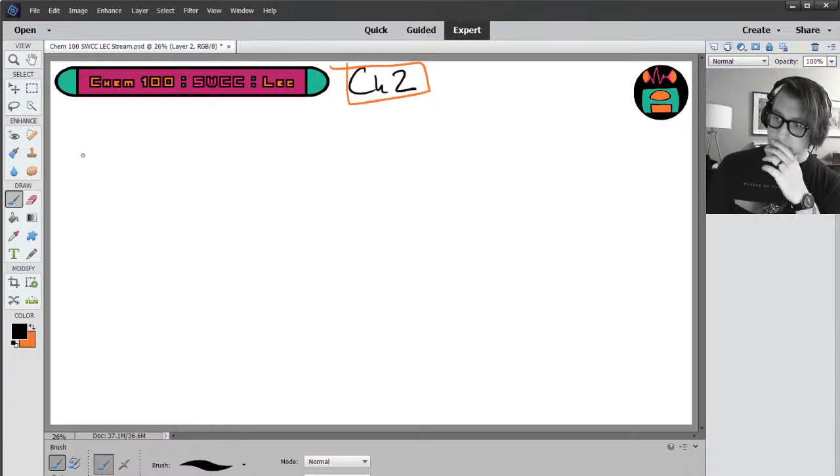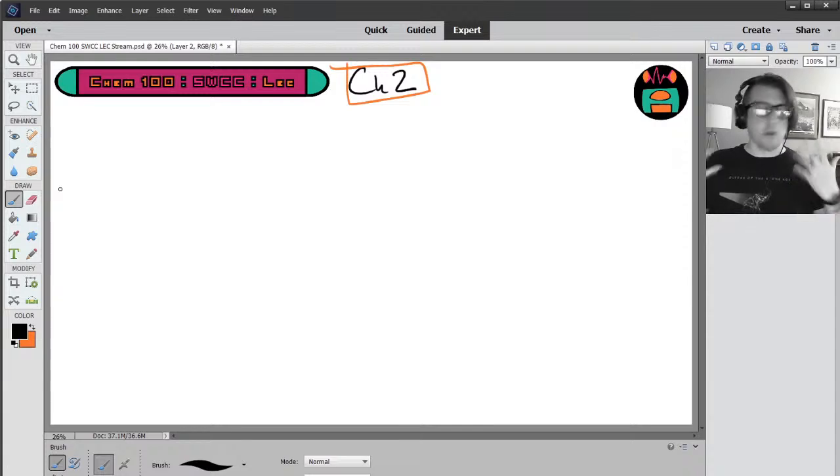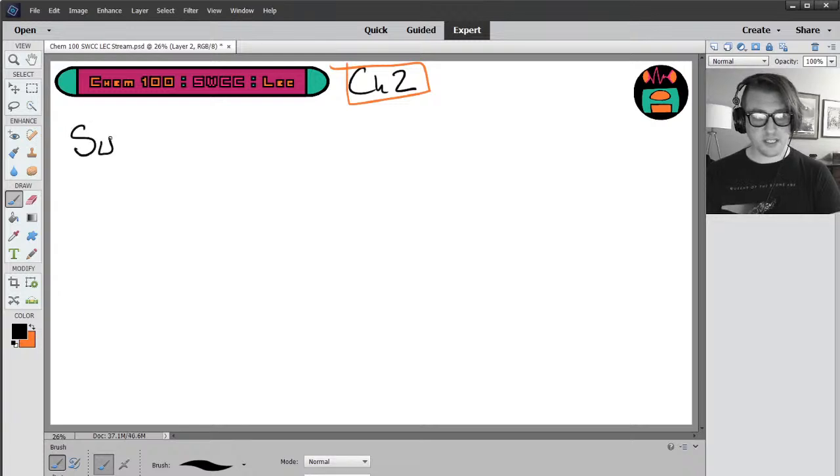Now, this is probably going to be some sort of review, but we just have to go through it to be thorough, and we're going to build complexity as we go. So the first thing that I want to mention is a little bit about subatomic structure.